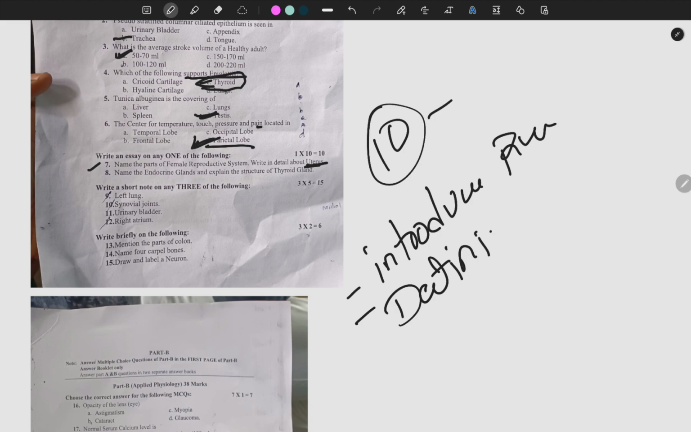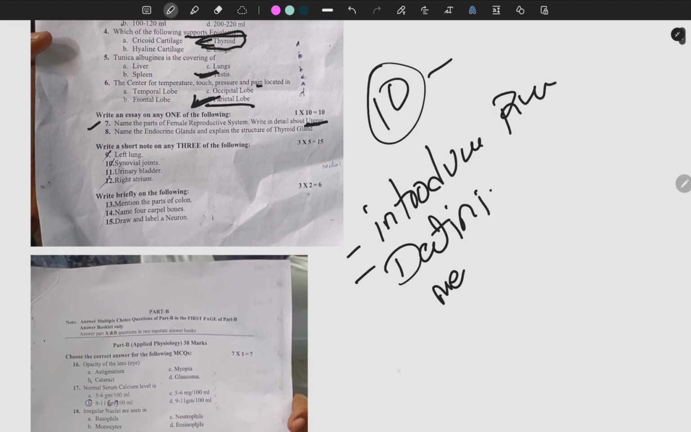It is defined as a structural support and function to conceive or to develop a baby in the womb, and maintenance for the pregnancies and also menstruation. So like that we can form a definition, and then next you can go for the structure, about all the parts of the reproductive system.